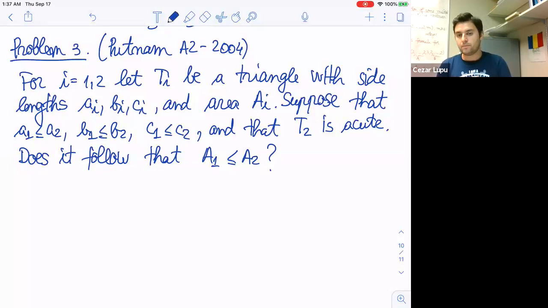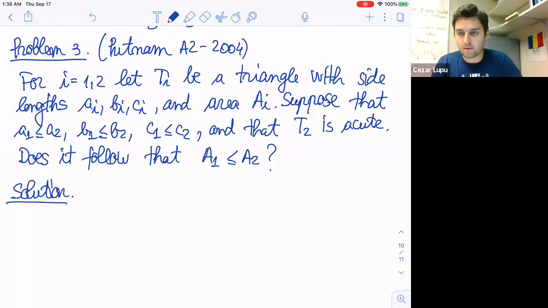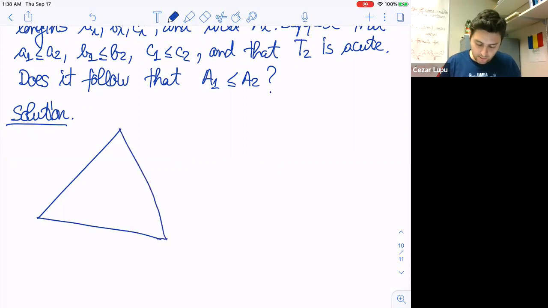Well, let's analyze a bit the problem. The problem is not hard, it's very easy, but we need to look very carefully at it. It has just a small trick, I would say. So let's see, we have the 2 triangles. Let's say this is triangle 1. In fact, we don't even need a picture, but anyway, this is T1. Let's say this is a1, b1, c1.